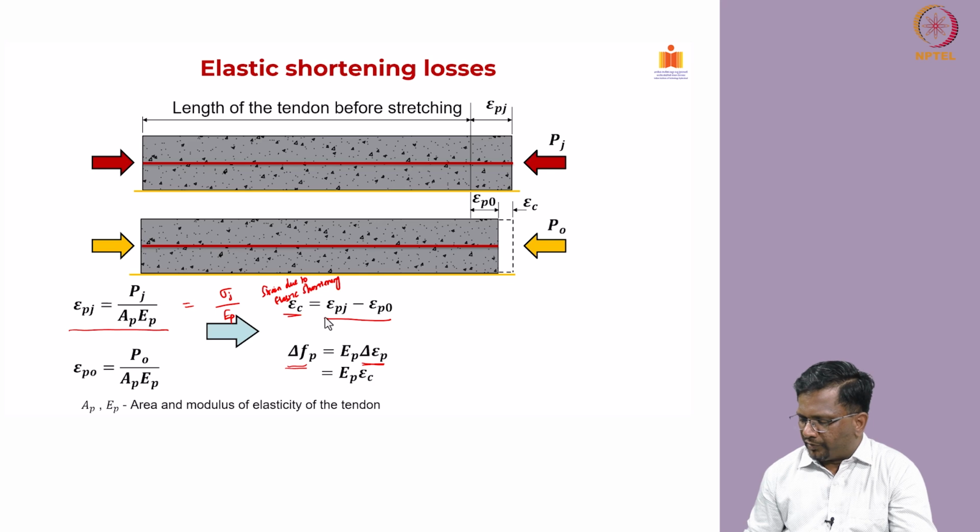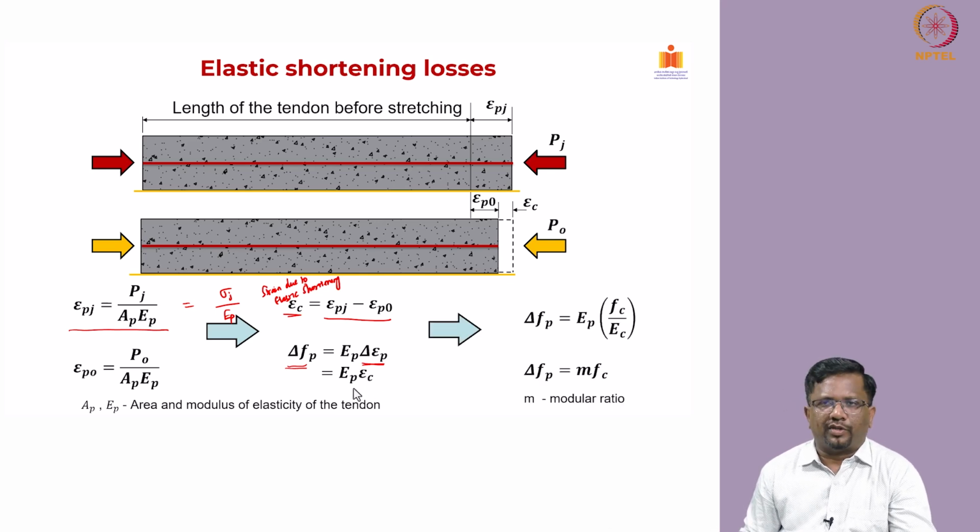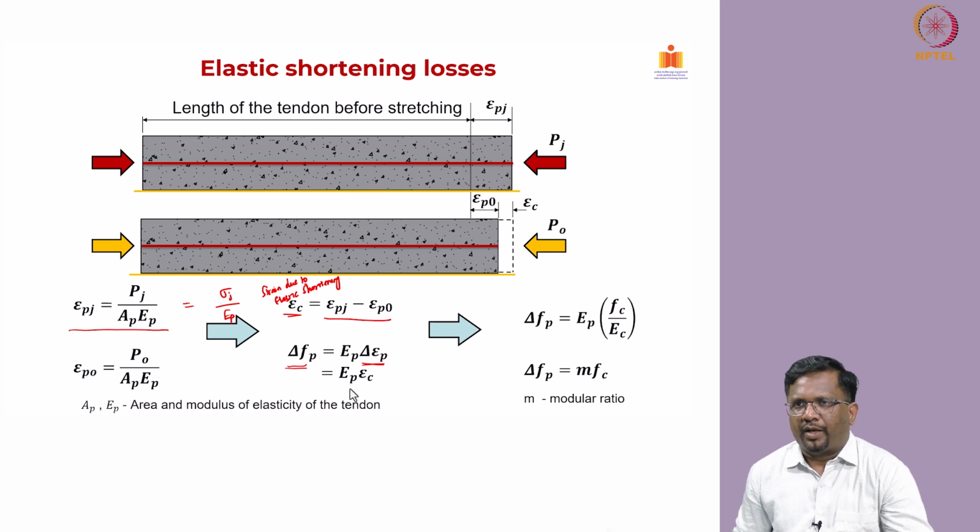That is what we have said. This is nothing but your epsilon C, right. So, this is epsilon C. So, finally, the force or the stress loss due to elastic shortening can be given in terms of EP into epsilon C, right. Now, this can be further simplified by converting.